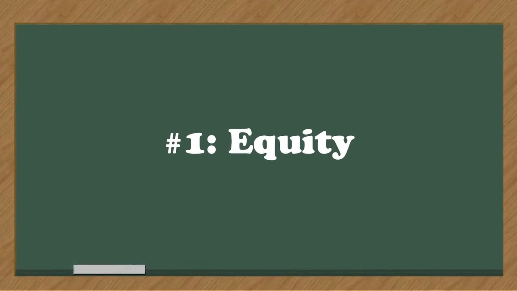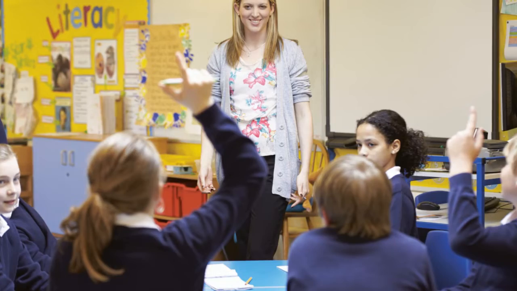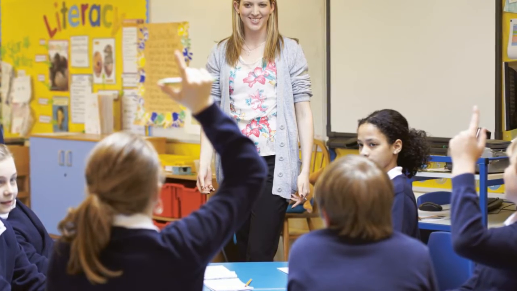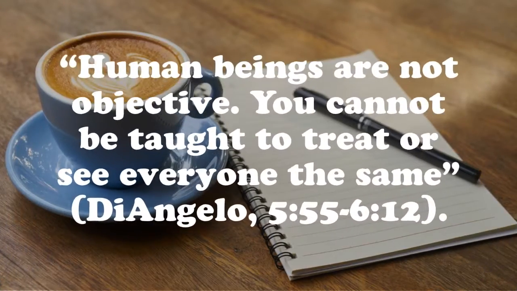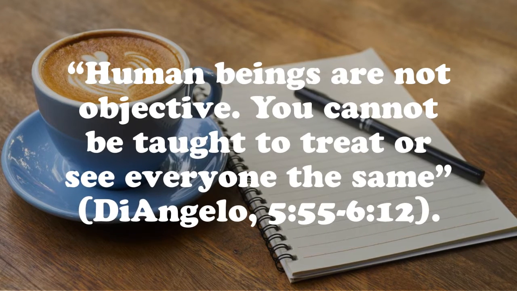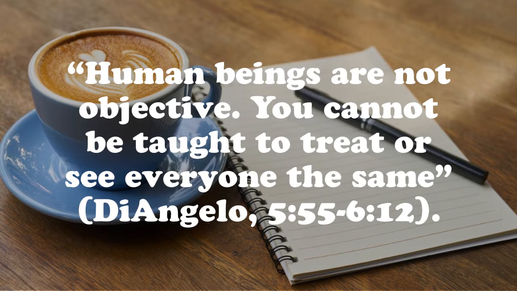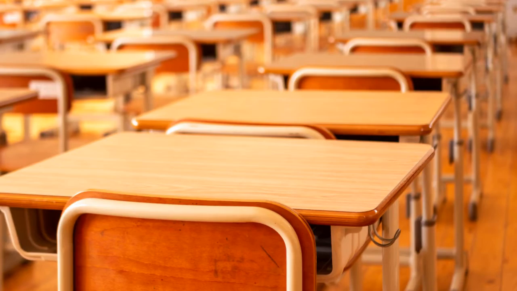Number 1. Equity. In the classroom, a teacher is expected to see and treat every student equally. However, as Dr. Robin DiAngelo stated in her TED Talk, Deconstructing White Privilege, human beings are not objective. You cannot be taught to treat or see everyone the same. Because everyone has a different upbringing, our perspectives and understandings about society and life in general are different.